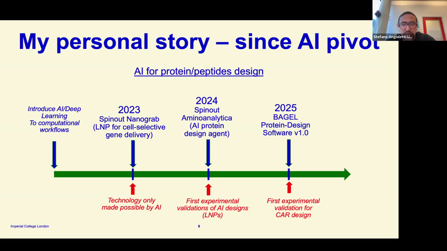2024, another spin out, we spun out Aminoanalytica. Aminoanalytica is basically an AI protein design agent. 2024 is also when we started the first experimental validations of AI design. 2025 is when we finally came out with this software, Bagel, that I'm going to extensively talk about. And we had additional experimental validation for AI design for CARs, which is a system I'm going to briefly talk about in a second.